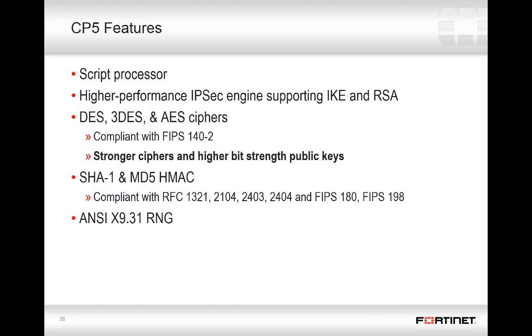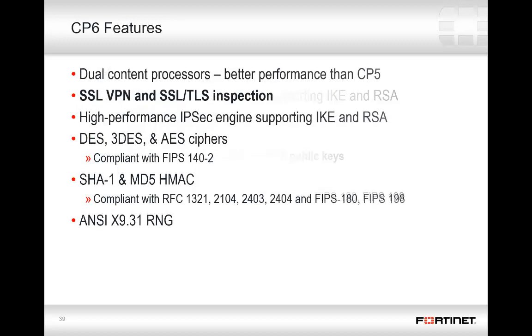CP5 added FIPS and RFC compliance and improved IPsec offloading with support for IKE and RSA. Additionally, its random number generator is compliant with SSL, which would become especially relevant to the next generation, CP6. In CP6, the two biggest changes were performance and the ability to offload SSL inspection. With the growing popularity of SSL VPN and HTTPS, this is vital to performance.